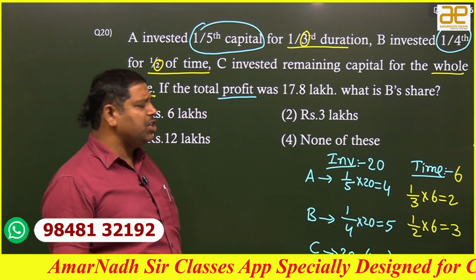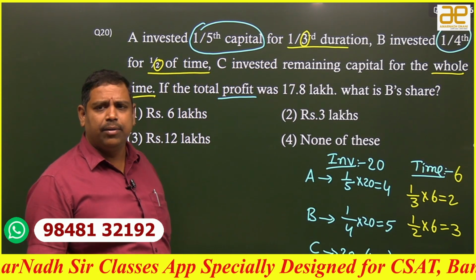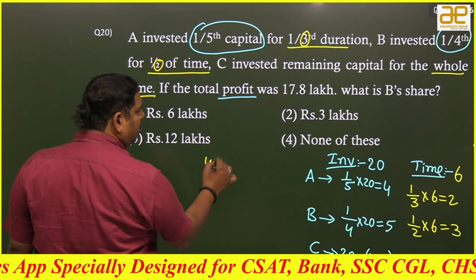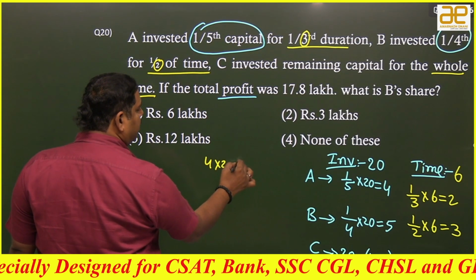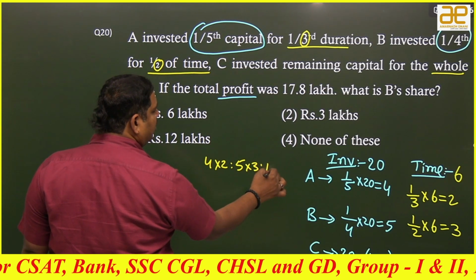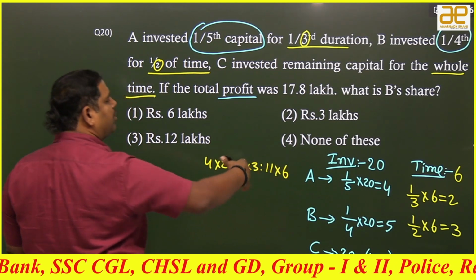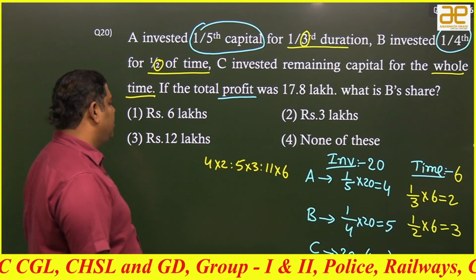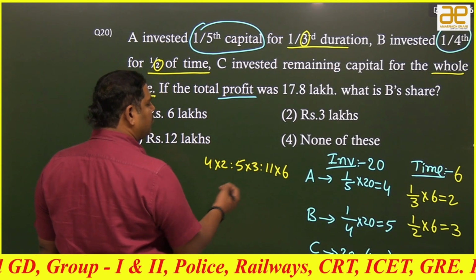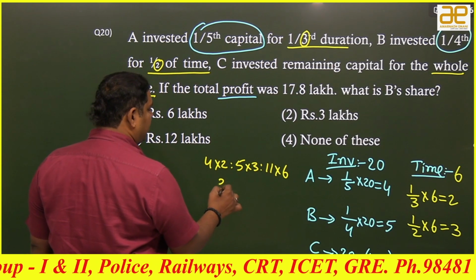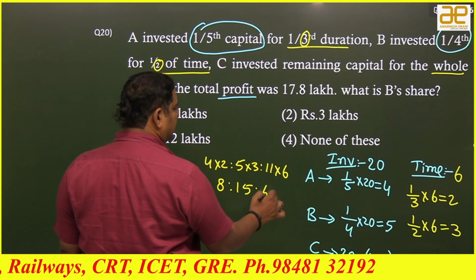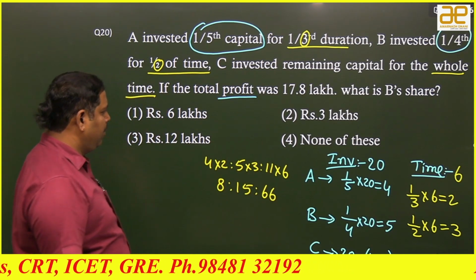Since we know investments and time periods, happily we can solve it. Investment of A is 4 into time period 2. B is 5 into time period 3. C is 11 into time period 6. In this ratio they have to distribute, right? Can we cancel with 2? No, nothing is possible. So it will be 8 is to 15 is to 66. In this ratio they have to distribute the profits.